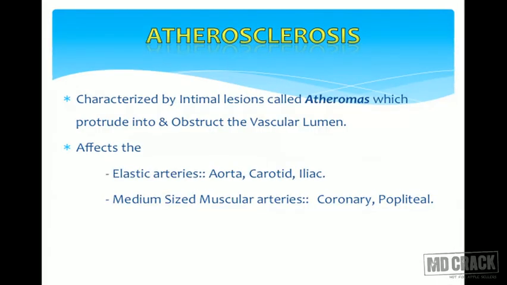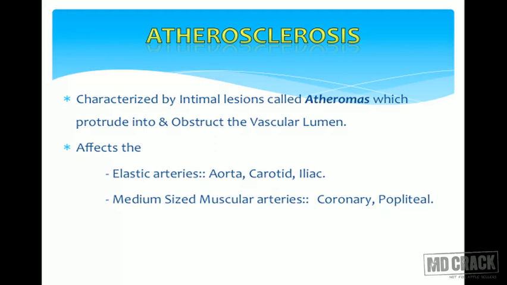So atherosclerosis is predominantly a disease of the tunica intima, characterized by formation of atheromas. Atheromas are the ones which will contain predominantly cholesterol material, and they protrude into the vascular lumen and obstruct the blood flow. It affects predominantly the elastic arteries like the aorta, carotid arteries, and iliac arteries, and even medium-sized muscular arteries like coronary arteries very commonly get affected by atherosclerosis, including even popliteal arteries.